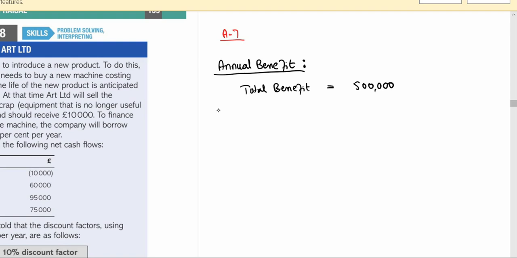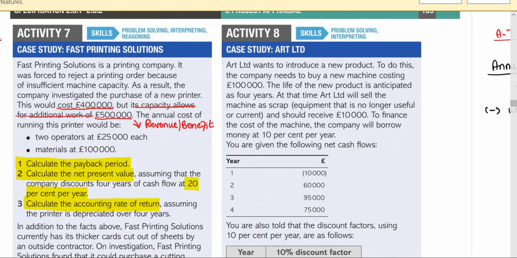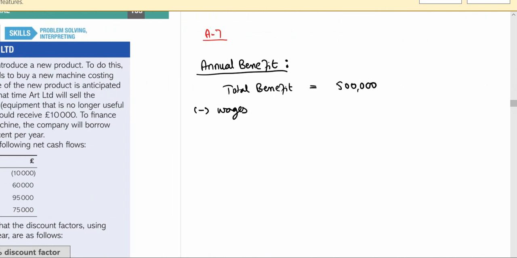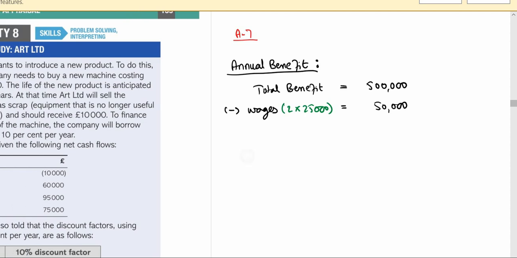Okay, so less wages. We need two operators at 25,000 each, so 2 multiplied by 25,000 gives 50,000 in wages that we will pay. We have to subtract this; the bracket means subtract.